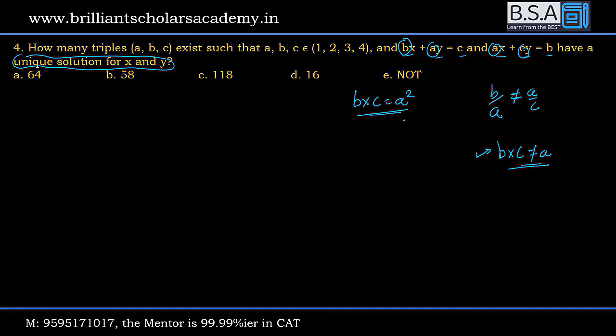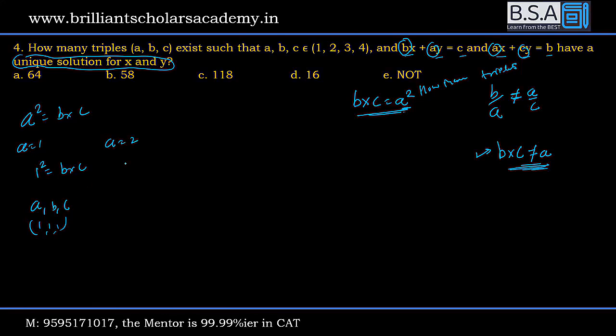What is possible, guys? To check a square is equal to bc, how many such values are there? How many triplets are there? Or is it possible to check how many are there where they are unequal? So let us reverse. I'm imagining they are equal. A square is equal to b into c. If a is equal to 1, 1 square is equal to b into c, there's only one possibility. 1, 1, 1. Done. If I imagine a is equal to 2, so a square is 4, 4 is equal to b into c.